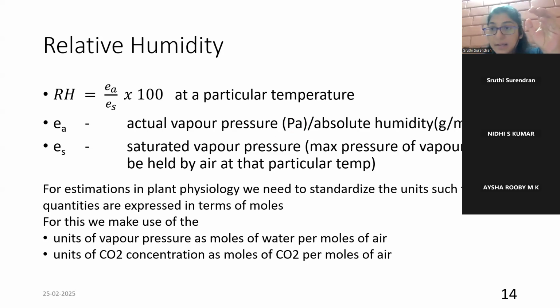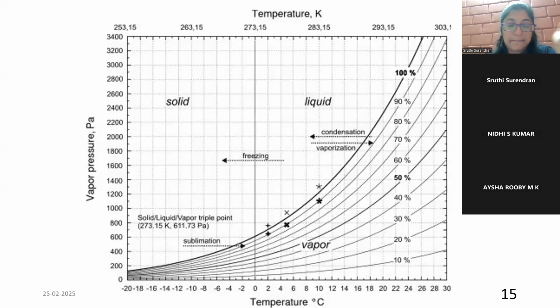But then when we consider atmospheric conditions, we don't usually talk about it in terms of mole fraction. We talk about it in terms of pressure or gram per kg or gram per centimeter cube or meter cube. Now, one important tool for us that helps us in estimating relative humidity or the actual vapor pressure or the saturated vapor pressure at a particular temperature is called the psychrometric chart. So using this chart, we can get what is the saturated vapor pressure at a particular temperature, what is the relative humidity at a particular temperature, what is the actual vapor pressure at a particular temperature.